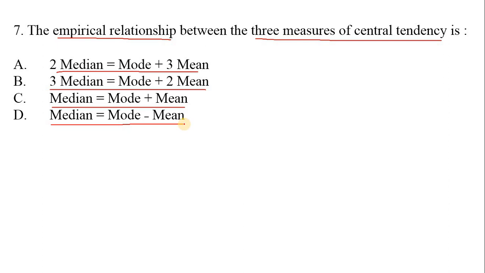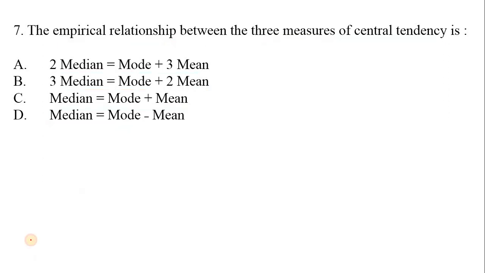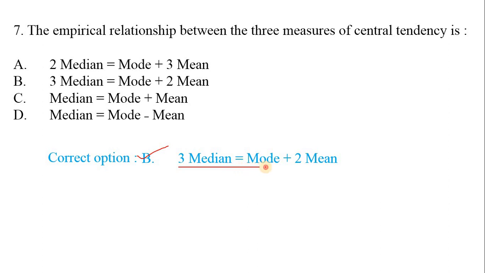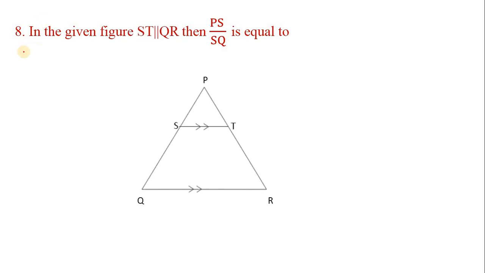Children, this you have to learn by heart. Actually, they have taken this directly from your textbook part number 2, from page number, I think, 101. If you check page number 101 in part 2, you will get that. Hence the correct answer for this is option B, that is 3 median is equal to mode plus 2 mean. It is important, it may come in your board exam. So next, let us look into the last question, an important one.